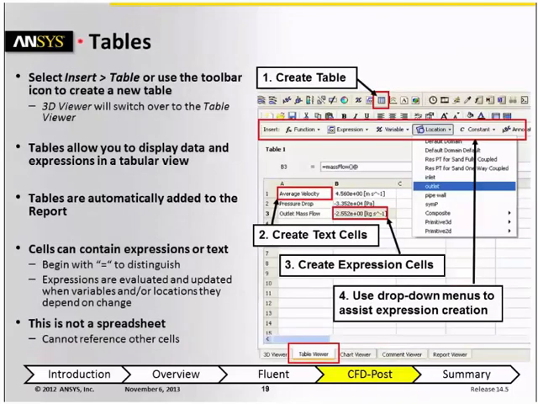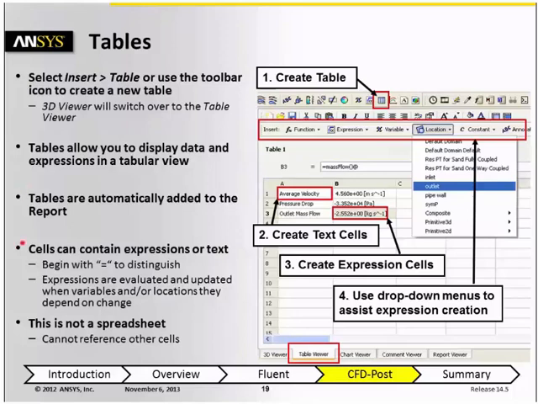To create a table in CFD Post, select Insert Table, or else use the toolbar icon. When you do this, the 3D viewer will switch over to the table viewer. What a table does is allow you to display data and expressions in tabular view, which is easier to read, and tables are automatically added to the report.